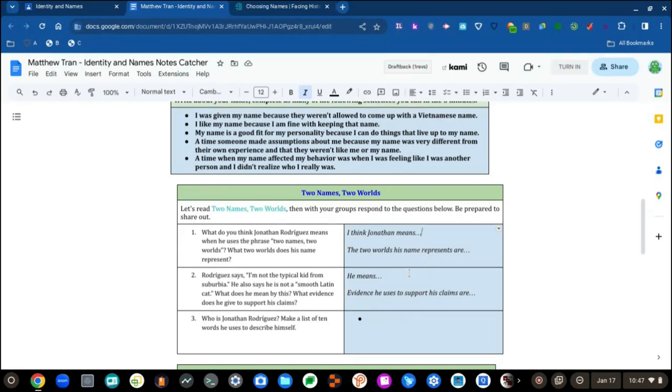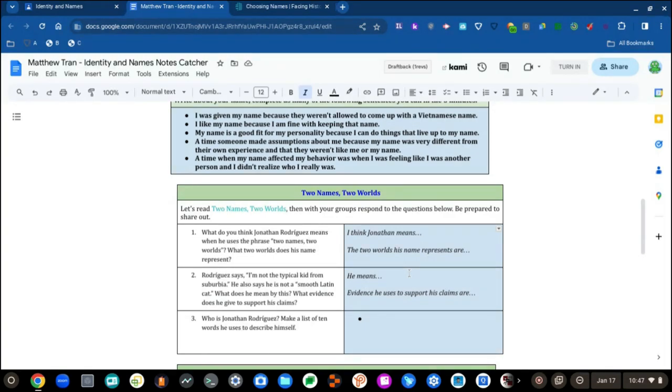All right, people, pulling teeth today. Two names, two worlds. That's where we're going to jump in. Scroll down to that next section and open the reading. There is a link there to a poem. There are only three questions here. We're only going to answer questions 1 and 3, so don't even worry about question number 2. But it's super important that you understand the two worlds that this person is going to be describing.